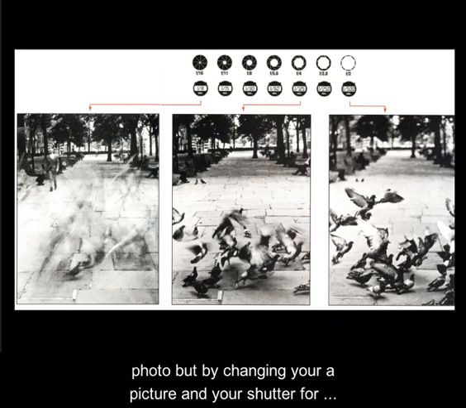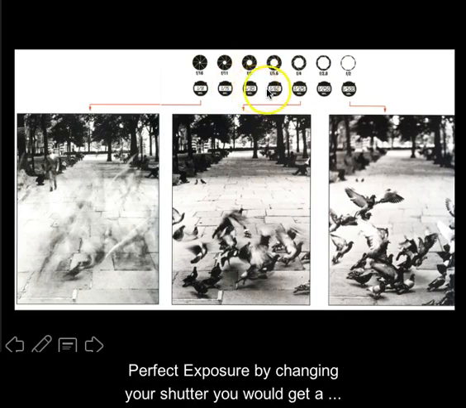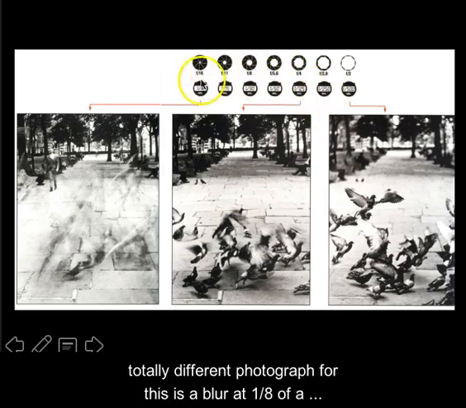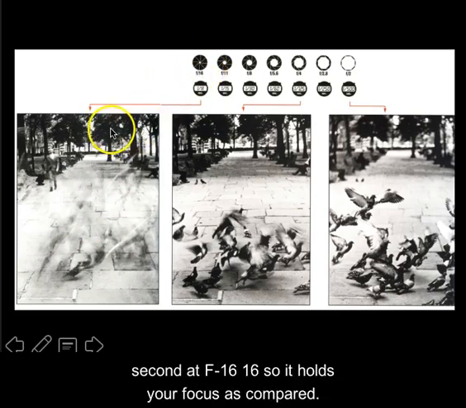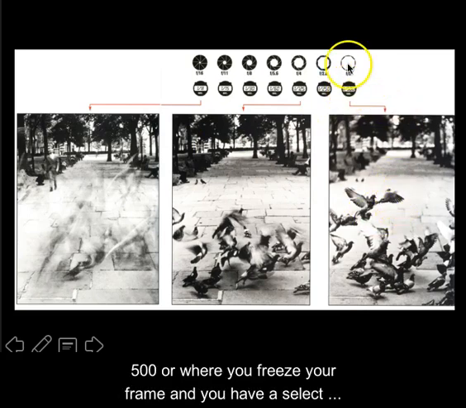And here you can take the exact same photo, but by changing your aperture and your shutter for a perfect exposure, by changing your shutter, you would get a totally different photograph, where this is a blur at 1/8 of a second at f16, so it holds your focus, as compared to 500th, where you freeze your frame and you have a select area that is sharp.